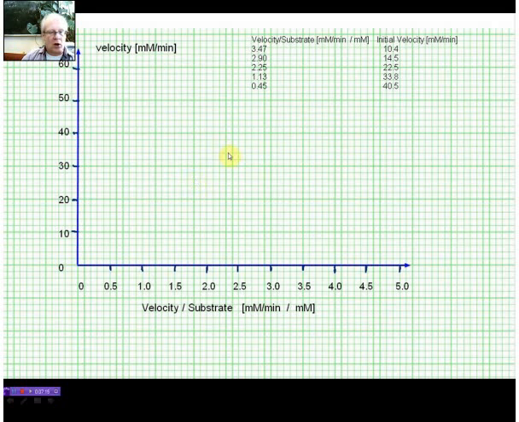And so we plot velocity over substrate concentration on the x-axis, and on the y-axis we plot the velocity of the reaction. And again, we have to be mindful of the units of this, so millimolar per minute. And now all we need to do is plot our data. I've done that here.